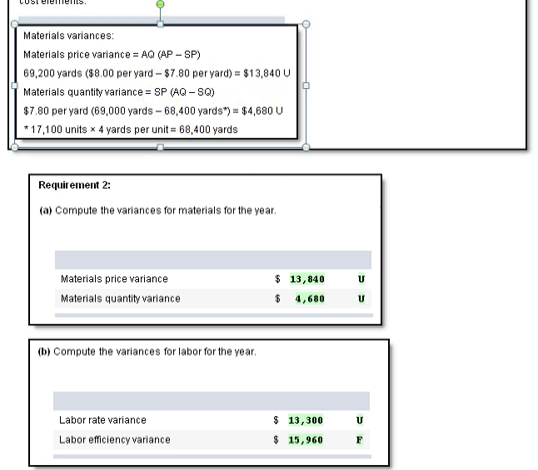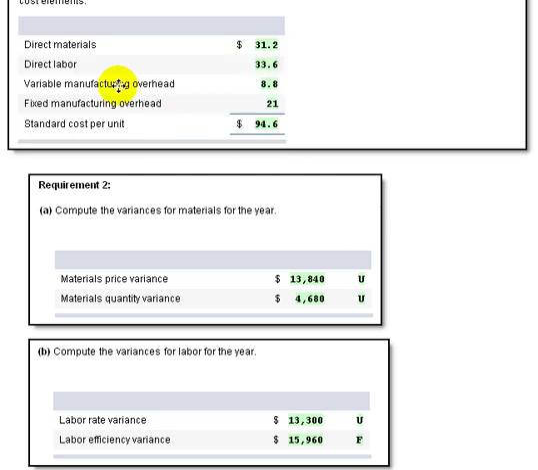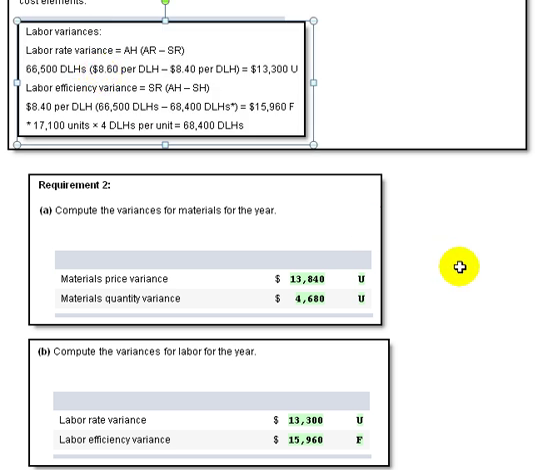And let me move this one over, and I'll show you how those labor variances come into play. I'll put the labor variance right there on the screen so you see it. We compute the labor rate variance at 13,300. Well, how did we get that? We take the actual hours, right above my mouse, times the difference between the actual rate and the standard rate.